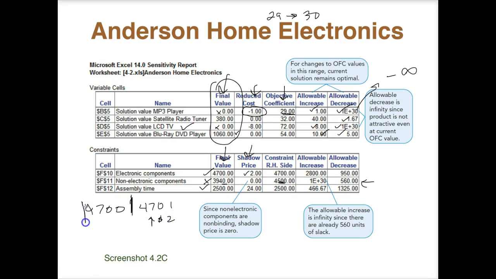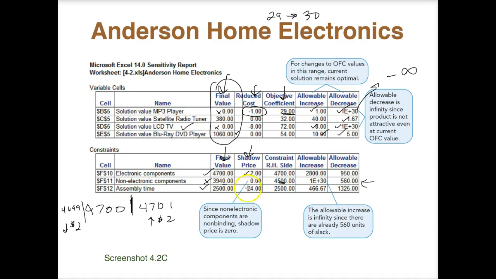So if I do this, I am going up $2. Now, if I went the other way and went down to 4,699, then I'm going down $2 in profit. So if I take away one of those electronic components, let's say I have a faulty one and I have to throw it away, then of course my profits are going down by $2. Granted, everything else stays the same.